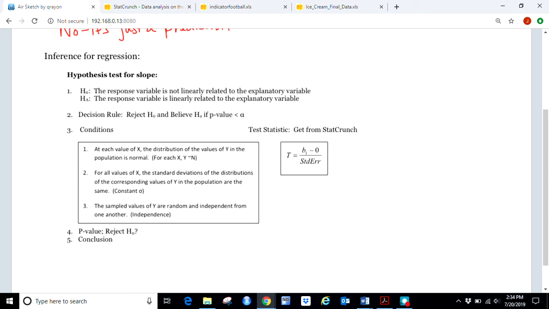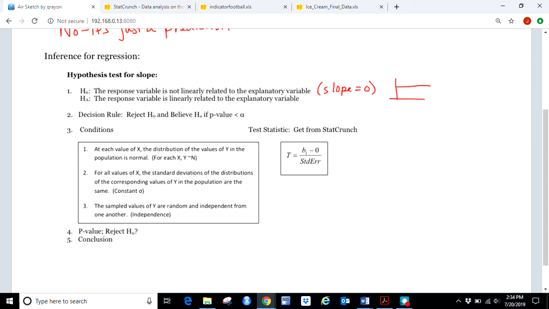Our null hypothesis, when we do a hypothesis test for slope, will be that the response variable is not linearly related to the explanatory variable. What that will actually mean for us is that this equates to a slope equal to 0. And what a slope equal to 0 looks like, as a reminder, is that you just have a horizontal straight line. So what that means is that x is getting bigger, it's having no impact on y, and thus there would be no relationship between the two variables.